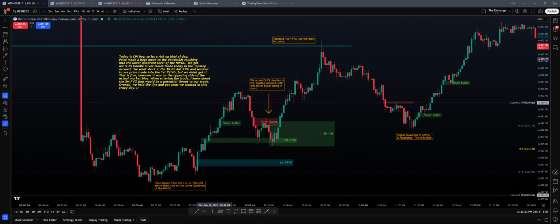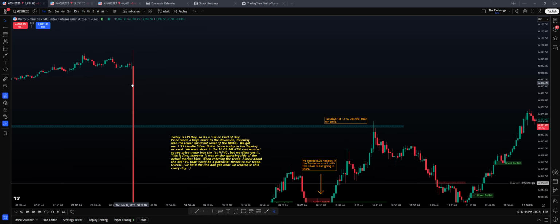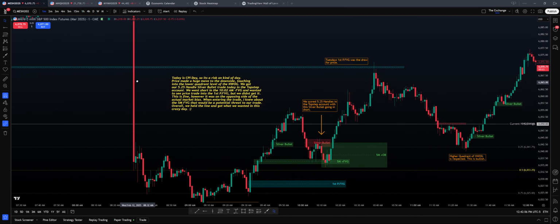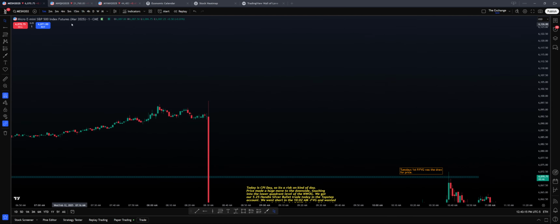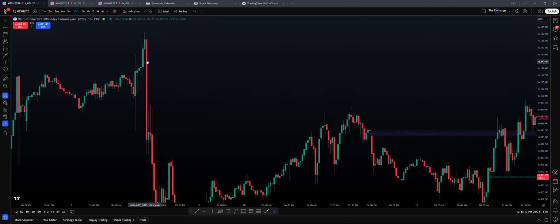As CPI hit, we created this massive red candle right here. And we went lower and lower all the way down into this area. Now, this is the lower quadrant of that new week opening gap. You see, I do have a little orange tag here. Price trades to the consequent encroachment of that 15-minute SIBI above, then runs to the lower quadrant of the new week opening gap. Now, the BISI I'm talking about is from yesterday.